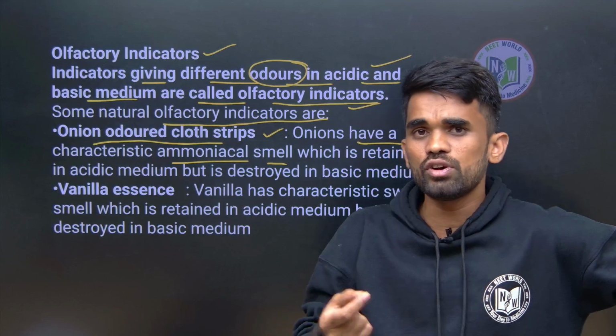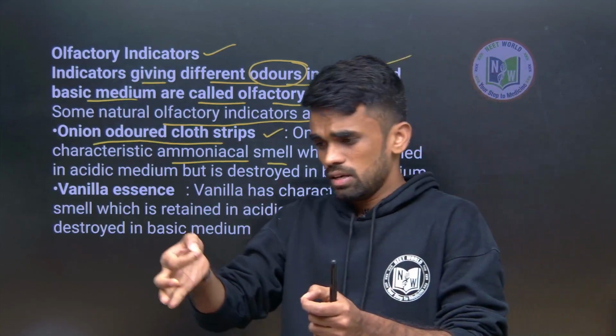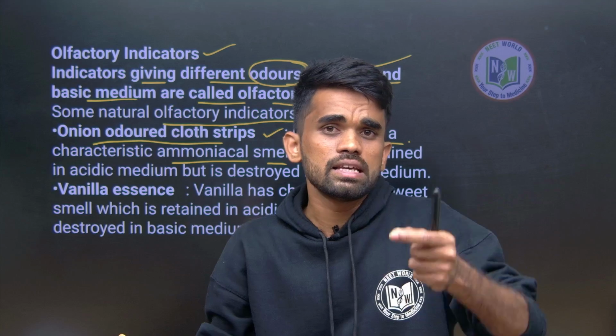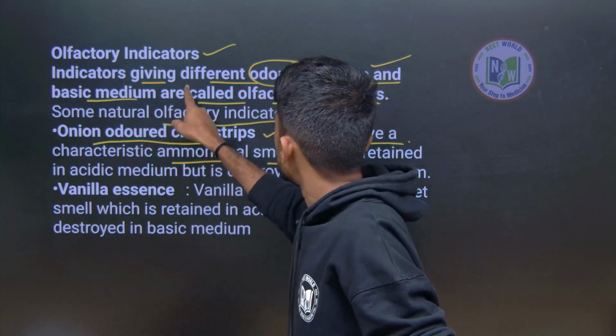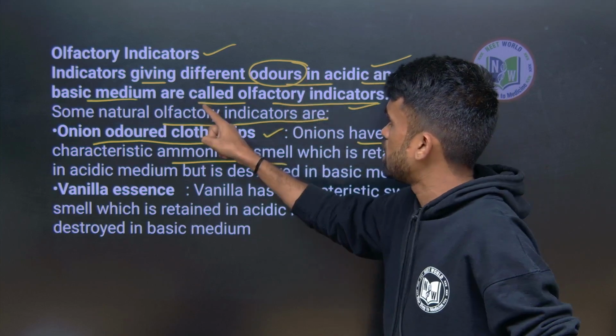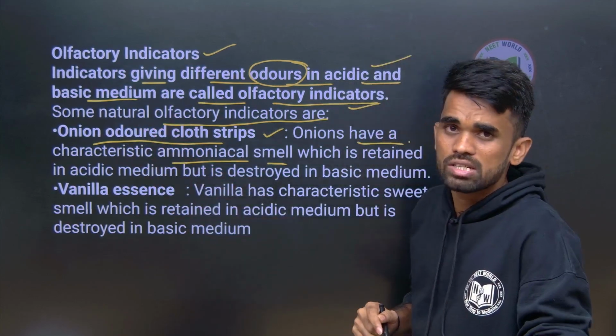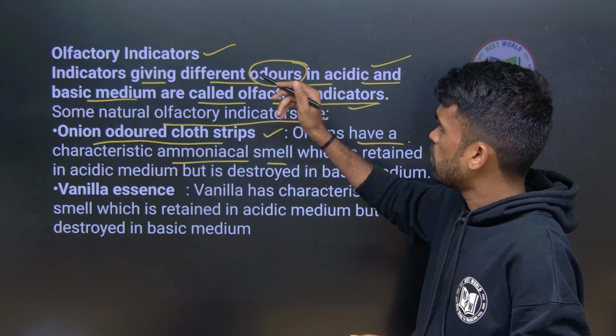But if you dip the same onion cloth strip in the basic medium, the smell of that onion will be lost. So what is the difference here? The smell remains the same in the acidic medium, but the smell of that onion cloth strip will be lost in the basic medium. So this is the difference in odor we are seeing. Substances whose odor differs in acidic and basic medium are called olfactory indicators. This onion scented cloth strip is one example of an olfactory indicator.